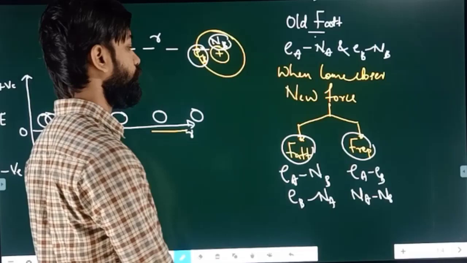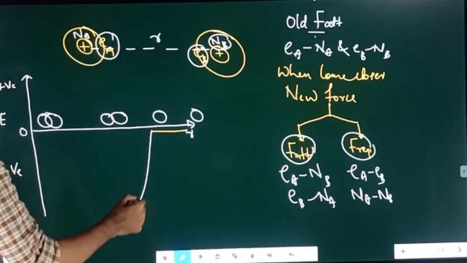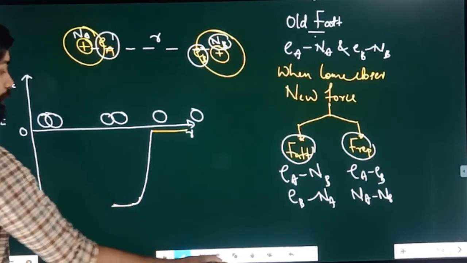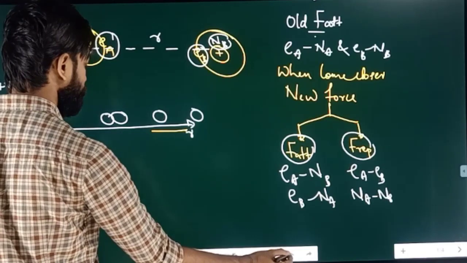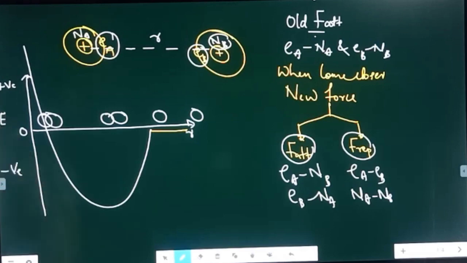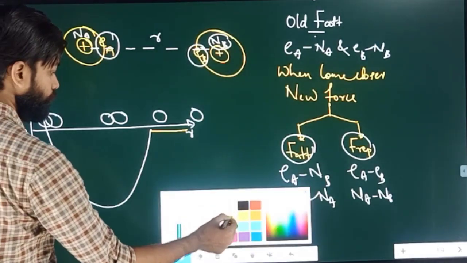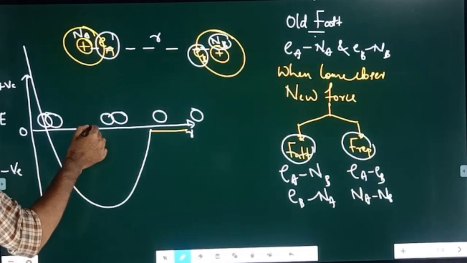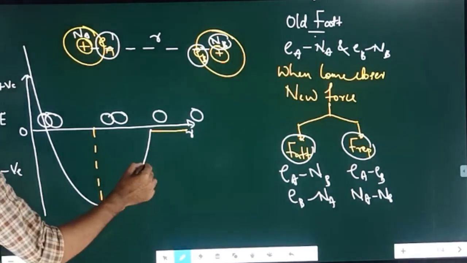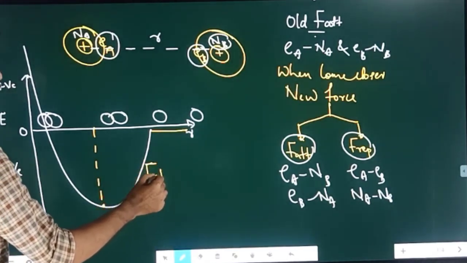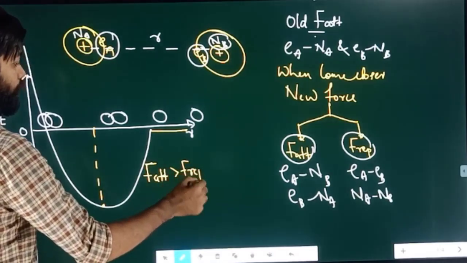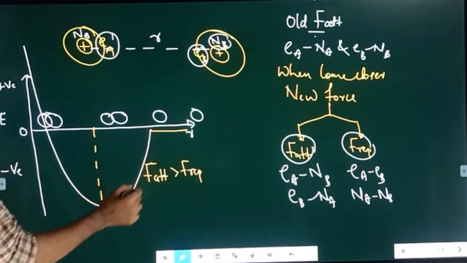But when they come closer, initially the attractive force dominates. But at a particular distance, attractive force will be equal to repulsive force. Hence the plot will be like this. Up to this barrier, at a maximum distance or a greater distance, attractive force is greater than what? Repulsive force. That's why the potential energy decreases.